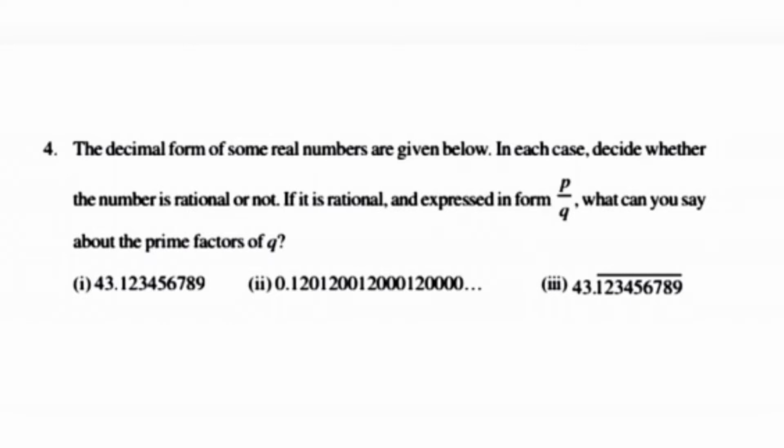Now we discuss the topic exercise 1.3, fourth question. The decimal forms of some real numbers are given below. In each case, decide whether the number is rational or not. If it is rational and expressed in the form of p by q, what can you say about the prime factorization of q? Observe the question here: as in the decimal expansion, it may be a p by q form. We write the prime factorization of q.